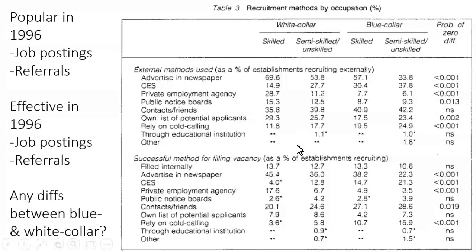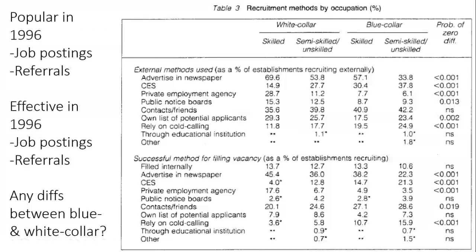So turning to the bottom half, we see not the methods used, but what was actually successful. And what we find is, again, very commonly, job postings and referrals tended to be fairly successful. Employment agencies were also quite successful. Now, one thing to note, class, about 10% of firms relied on cold calling people. So just calling potential candidates who they don't know and encouraging them to apply.